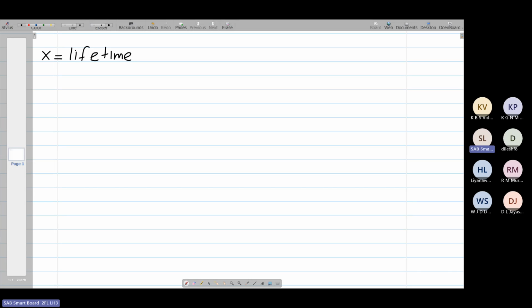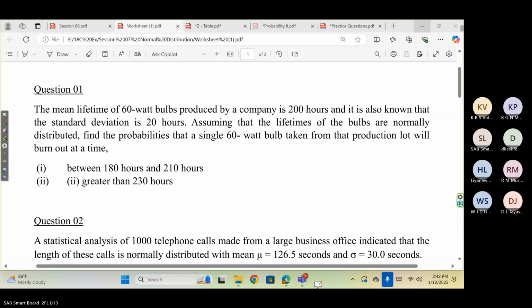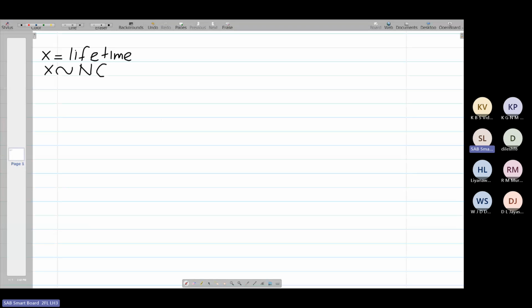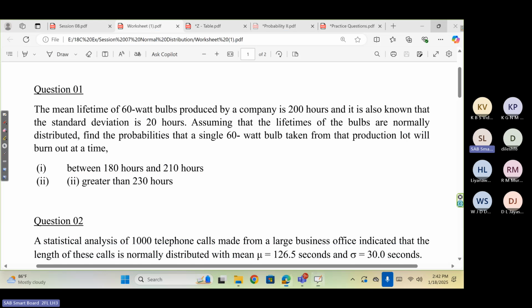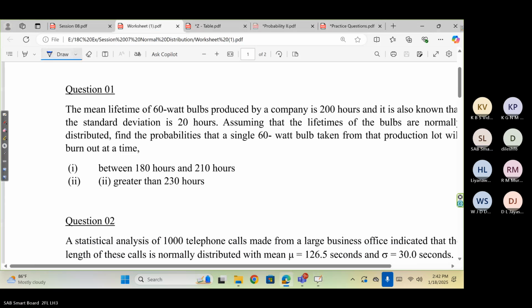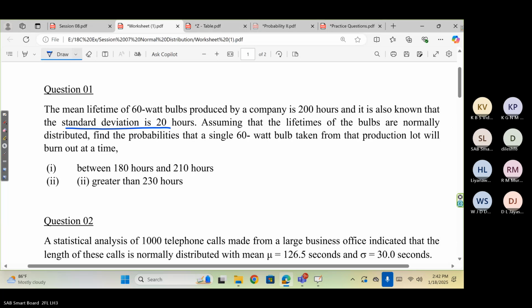Then the question says X is normally distributed. What is the mu value in this question? 200 hours. Then first you need to write down the 200. Then what is the variance? The question says standard deviation. Standard deviation is 20. Then what is the variance?